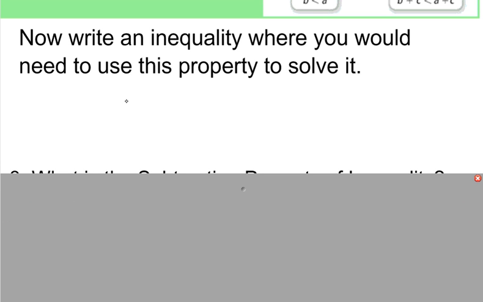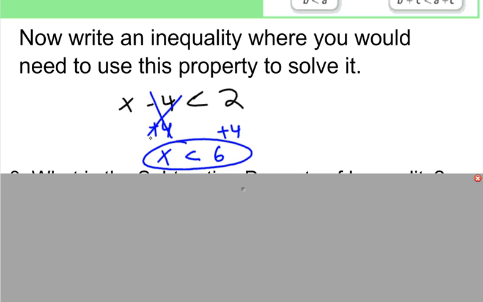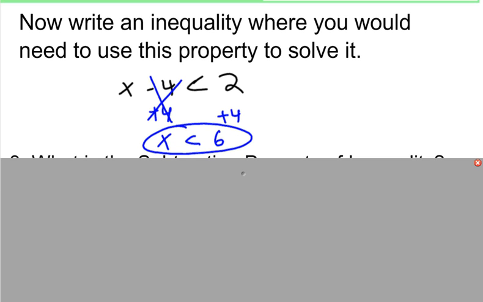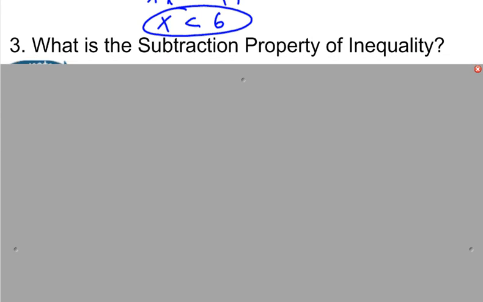Here's an example: x minus 4 is less than 2. The reason we use the addition property of inequality for this is because we'd have to add 4 to both sides to get rid of this minus 4 so that the x can be all alone, and then x is less than 6. So basically the addition property of inequality says it's legal to add the same thing to both sides of an inequality. Now that leads us into the subtraction property of inequality.